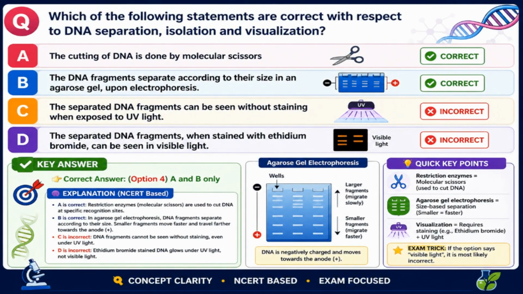Regarding DNA separation, isolation, and visualization, DNA cutting is done by molecular scissors, restriction enzymes. DNA fragments separate by size in agarose gel electrophoresis. However, separated DNA fragments must be stained, often with ethidium bromide, and viewed under UV light, not visible light. Therefore, only statements A and B are correct.